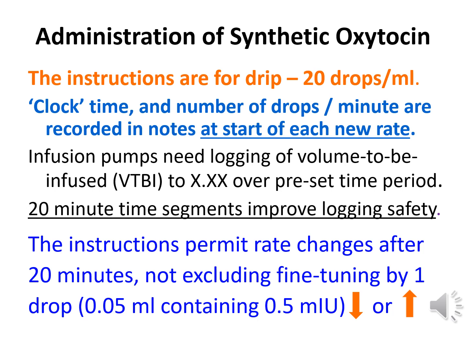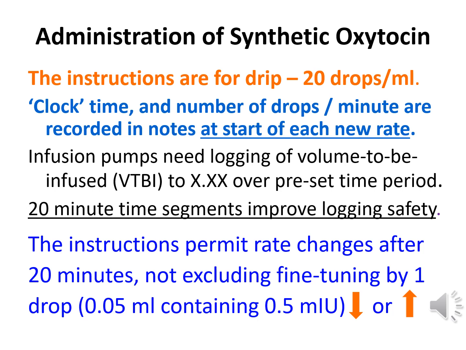Administration of synthetic oxytocin. The instructions are for drip infusion, where 1 ml contains 20 drops. The time on the clock and number of drops per minute are recorded in notes at the start of each new rate. Infusion pumps need logging of the volume to be infused over a preset time period.